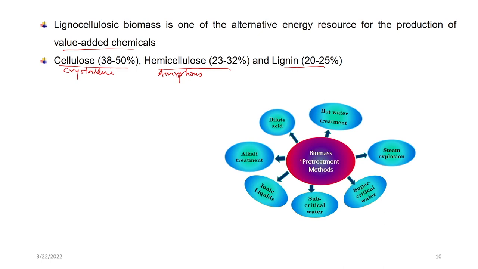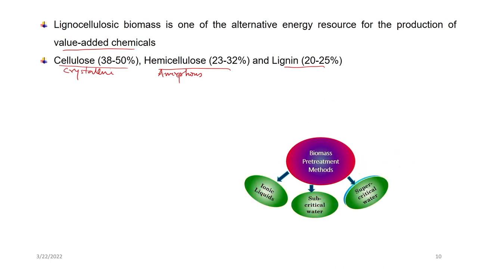So what are the different biomass treatment methods? In all these treatment methods, the amorphous part dissolves, and they separate these two parts from cellulose. Cellulose is crystalline, it won't dissolve. These are the different methods. You can use dilute acid, hot water, steam explosion, supercritical water, subcritical water, ionic liquids and alkali treatment.